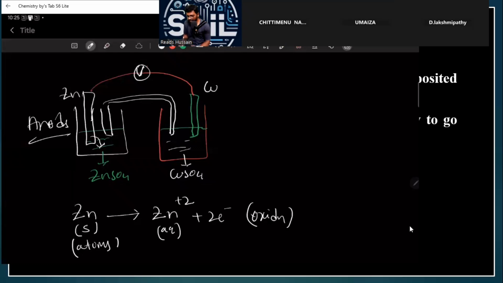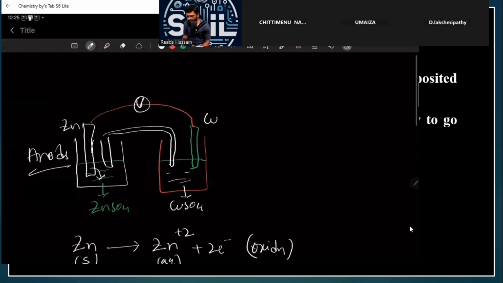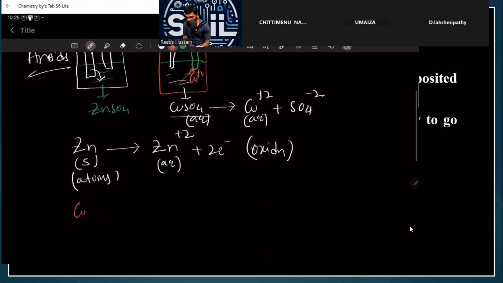And conversely, in the cathode, what happens? Here this is a copper sulfate solution. This aqueous solution consists of a huge number of Cu+2 and SO4-2 ions. These copper ions move towards the copper rod, and from there they get 2 electrons. I'll write here: Cu+2 plus 2 electrons gives Cu.